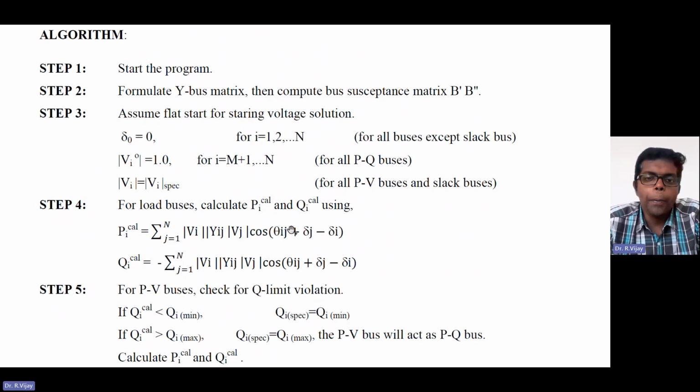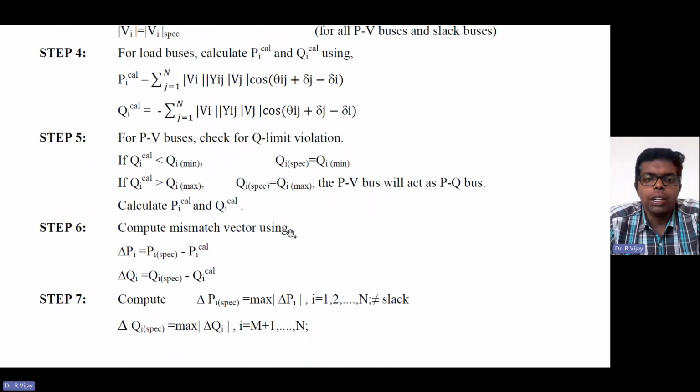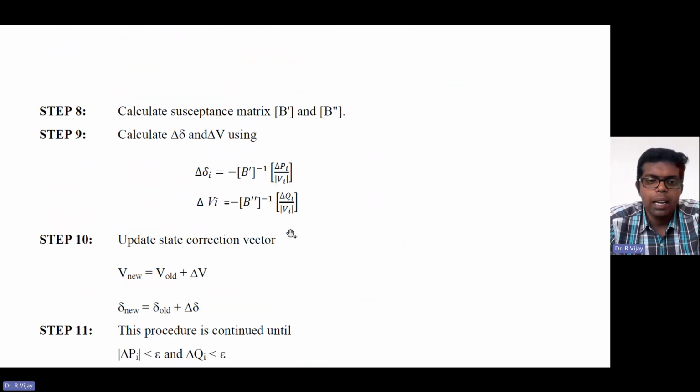Also this method combines both the Gauss-Seidel method and the Newton-Raphson method. The limitations of the Gauss-Seidel and Newton-Raphson methods are overcome in this algorithm. So it is named the fast decoupled method. That is one of the advantages of this Newton-like fast decoupled method.